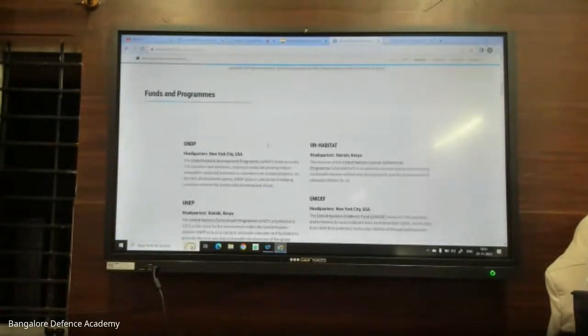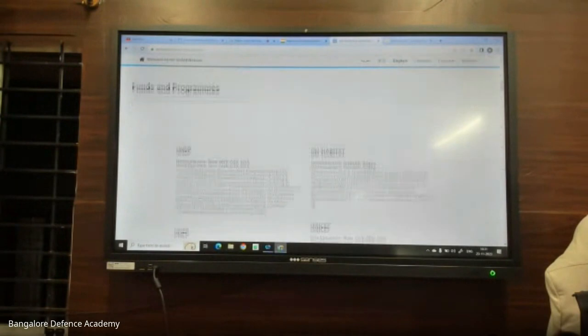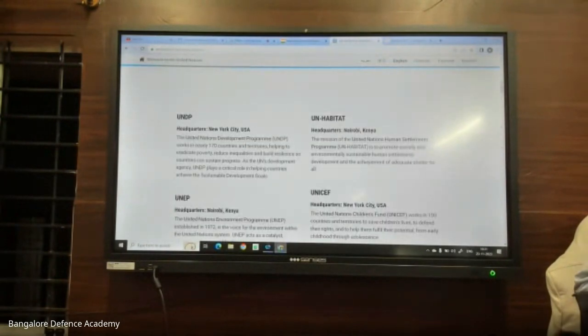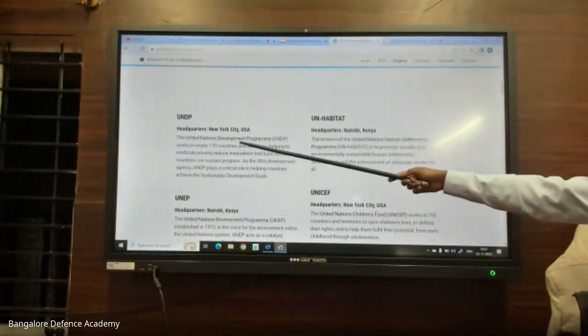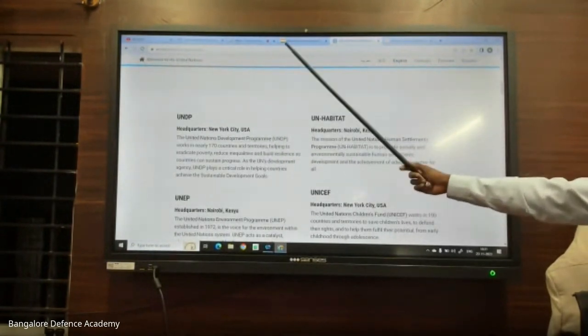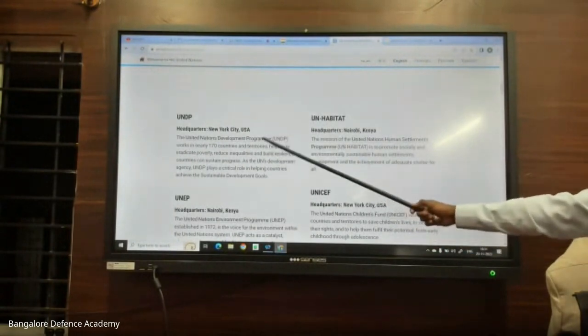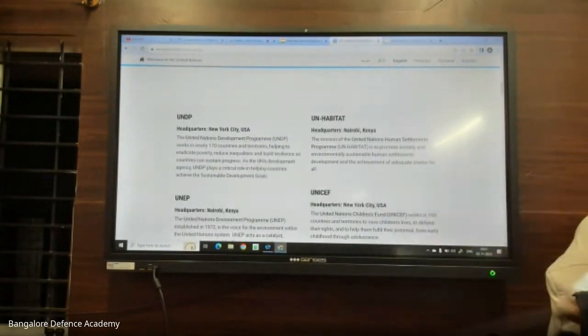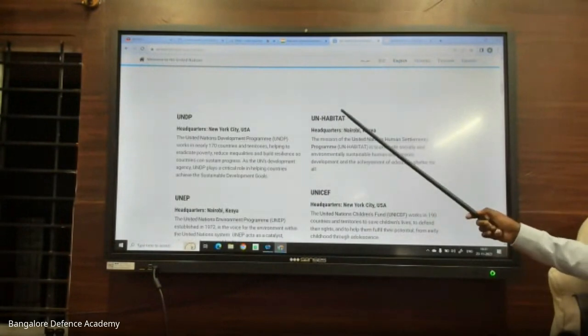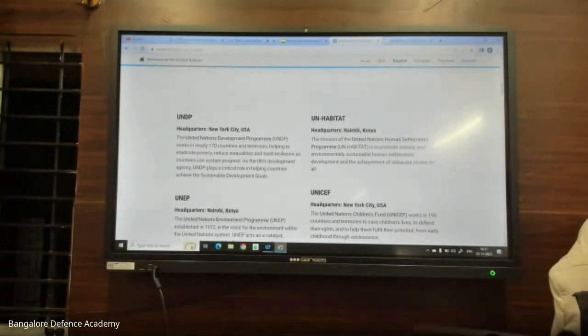Write down. UNDP, headquarters, New York. Keep writing now. UNDP. Write the short form first. You'll write the short form UNDP, then put a dash, then write down United Nation Development Program. The headquarters is in New York. Where is the headquarters? New York. Next, the next one, UN Habitat.